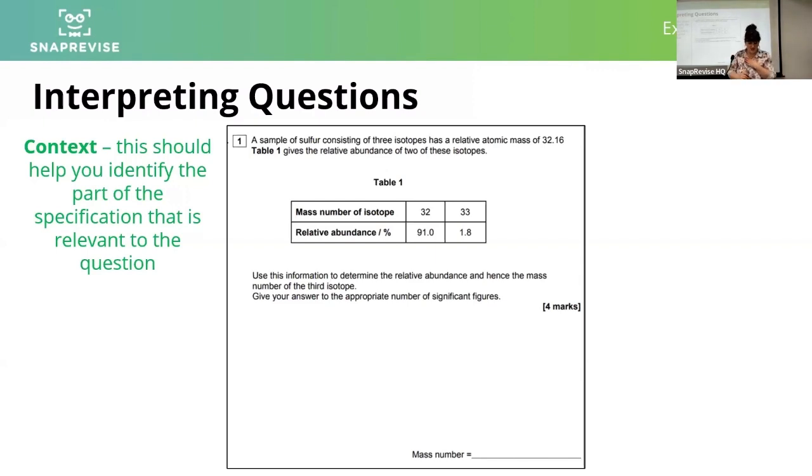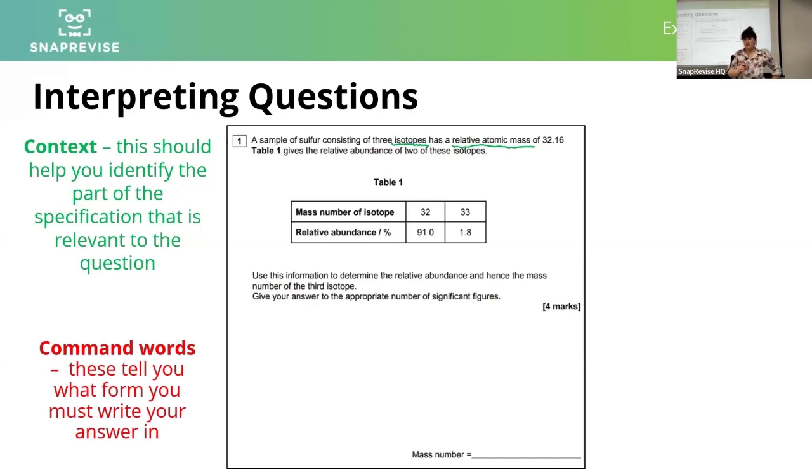So just going to green. In this case, it says a sample of sulfur consisting of 3 isotopes has a relative atomic mass of 32.16. Table 1 gives the relative abundance of 2 of these isotopes. Then it gives table 1. Use the information to determine the relative abundance and hence the mass number of the 3rd isotope. Give your answer to the appropriate number of significant figures, and it's worth 4 marks. So context in here for me is that we're talking about isotopes. In my head, I'm finding the revision sheet in my brain on isotopes, isotopes and relative atomic mass calculations, etc. That's the context for me.